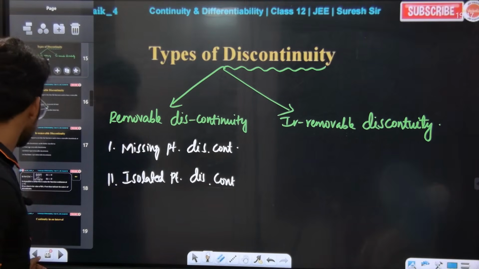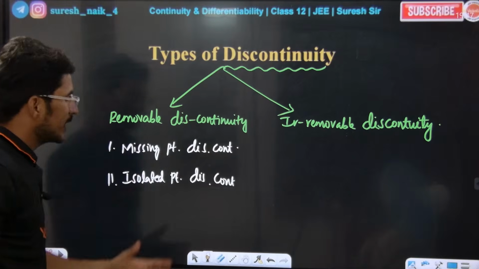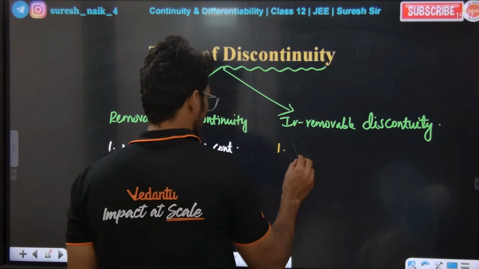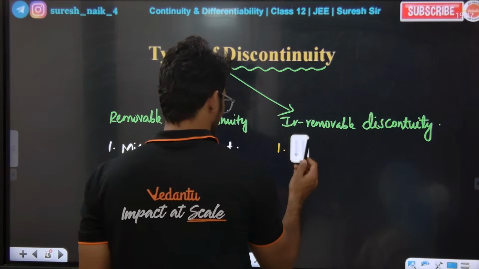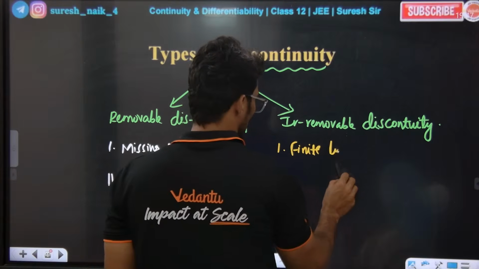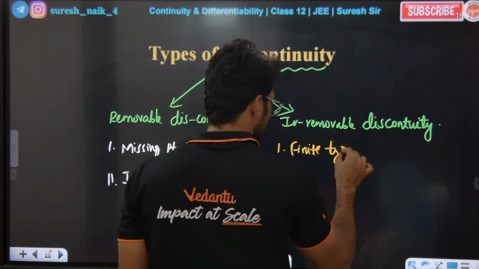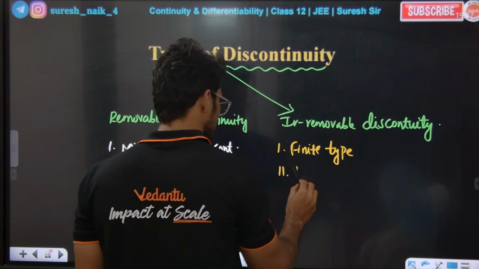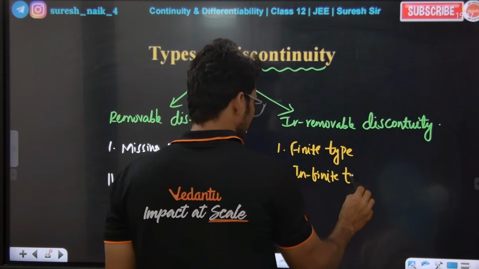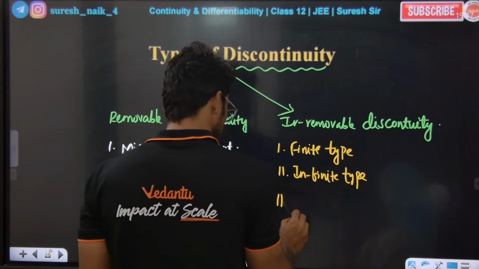Listen to the class. Sir, in irremovable we will again have three types. First one is finite type. Irremovable, finite type. Second one is infinite type. And the third one is basically oscillatory type.